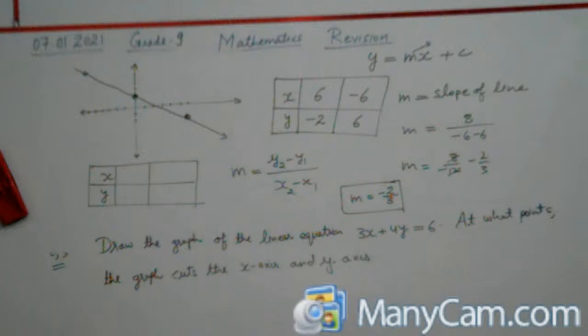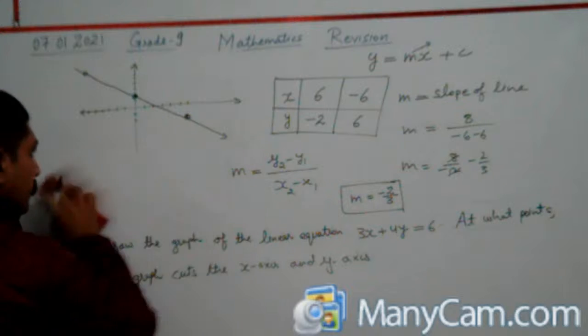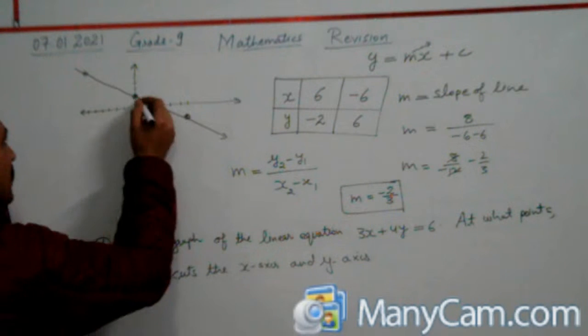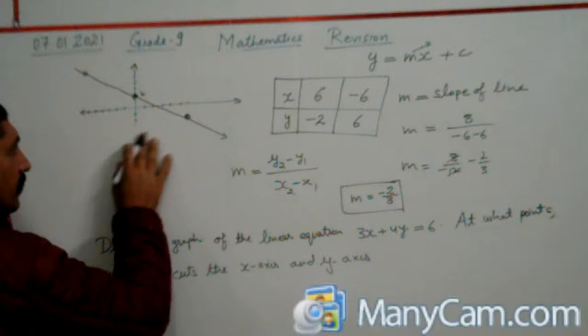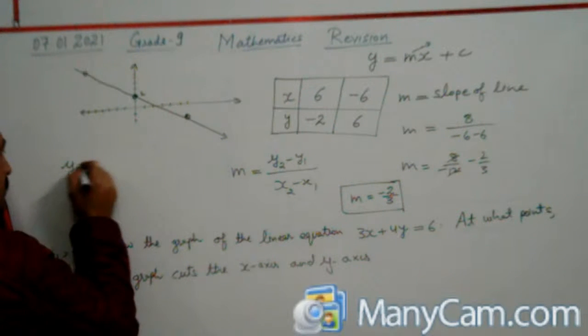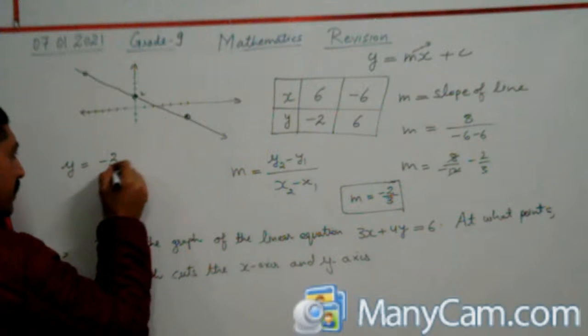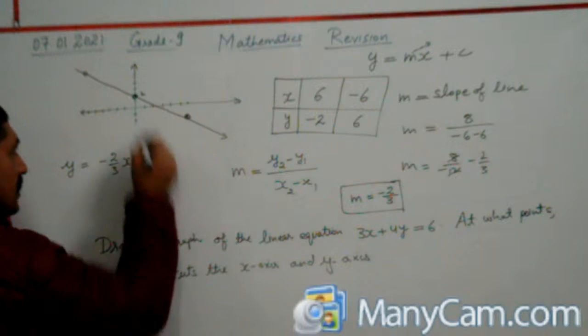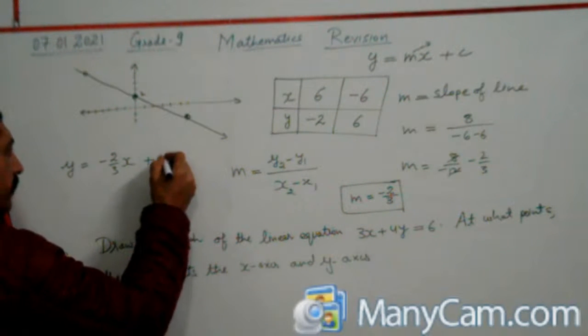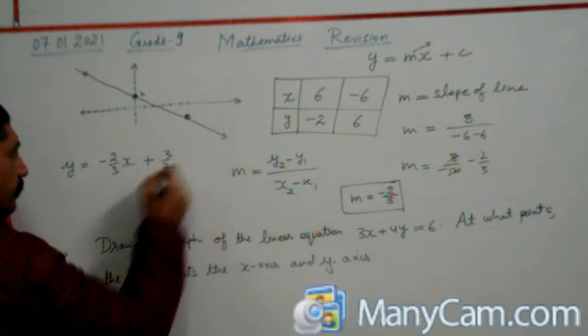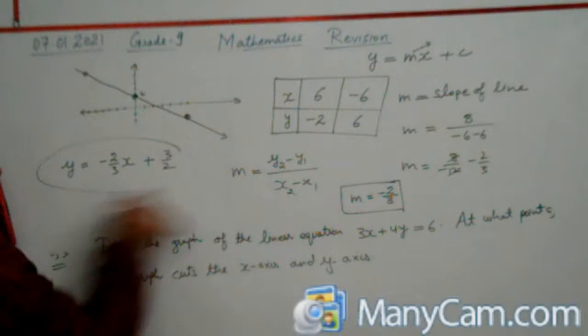So what is the equation of the line? If it is passing through 2, so we have y is equal to minus 2 by 3x plus c, where c is 2, or 1.5, that is 3 by 2. This is the equation of the line.